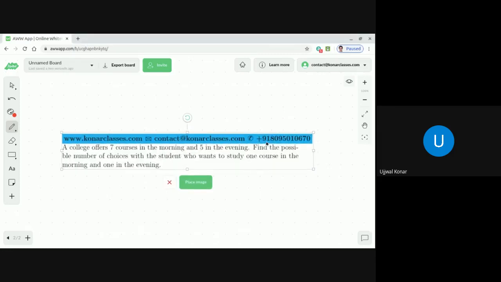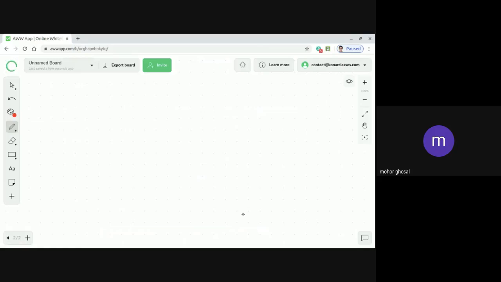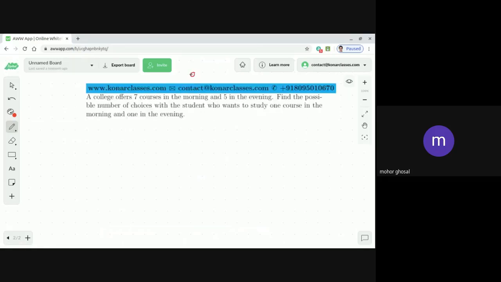That was the question, right? Question number 26. A college offers 7 courses in the morning and 7 in the evening. Find the possible number of choices for a student who wants to study 1 course in the morning and 1 in the evening. Now, I want to give an analogy from one of our previous classes. Remember, Mohor, that we discussed one topic called the coach. There are some male players, some female players, and you need to find a mixed double team. Same thing, right? I want to take a mixed course, 1 in the morning and 1 in the evening.